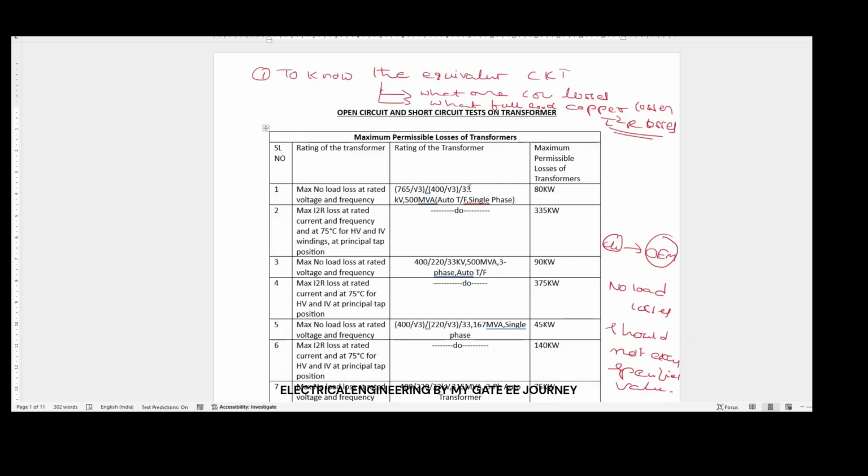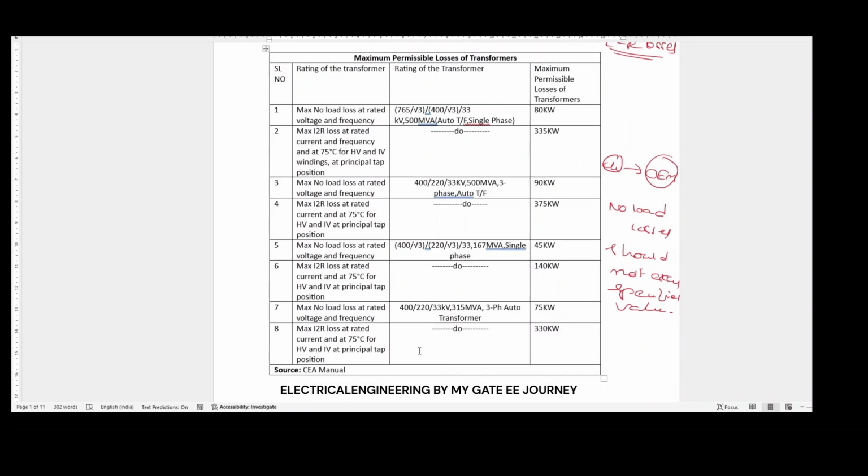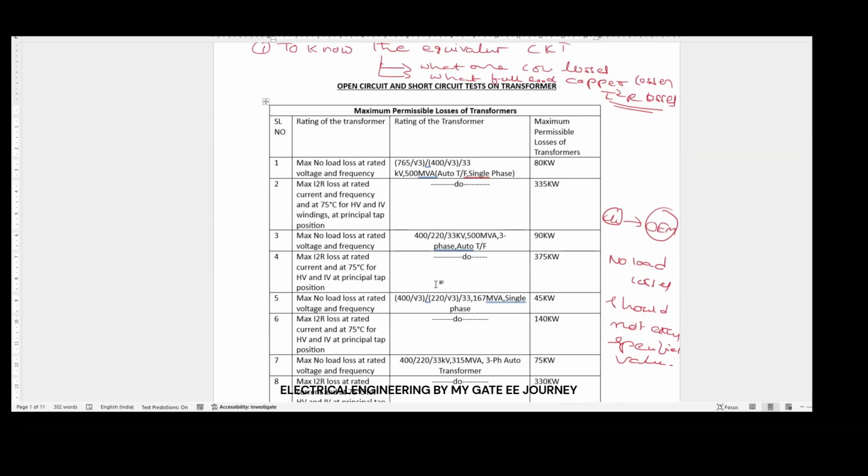In India, for power transformers, CEA standardizes those losses. As per CEA, these are the values for transformers. Let us take a 765 kV by 400 kV by 33 kV, 500 MVA auto transformer, single phase. The no load losses should not exceed 80 kilowatts. For the same transformer, I square R losses at rated current and rated frequency, which means 50 Hz in India, at 75 degrees, should not exceed 335 kilowatts.